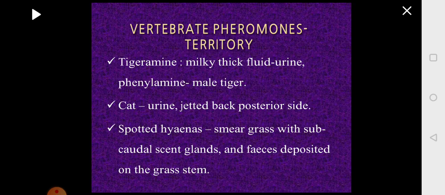In spotted hyena, wherever they are resting, they will smear the grass with the pheromones released by the subcaudal scent glands, and also the feces which is deposited on the stem of the grass. So with the help of the secretion of the scent gland and the feces, they mark their territory.